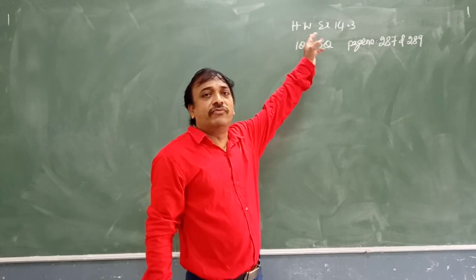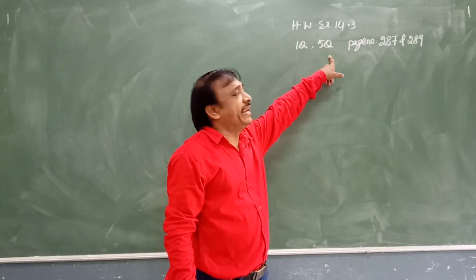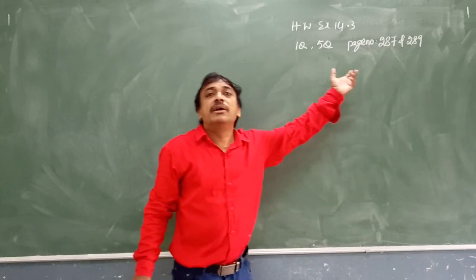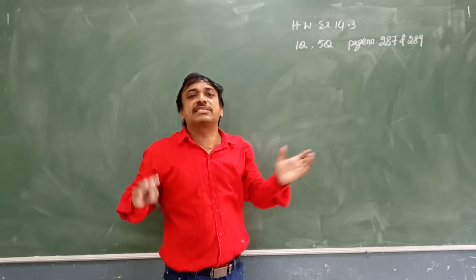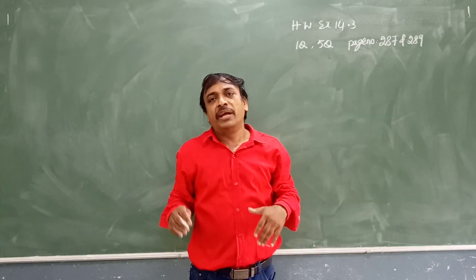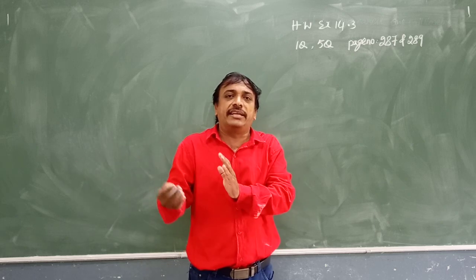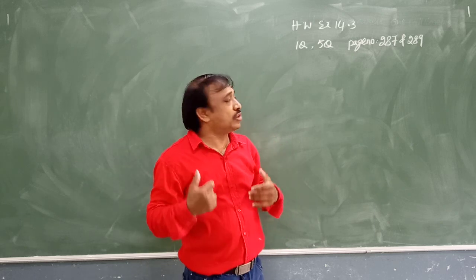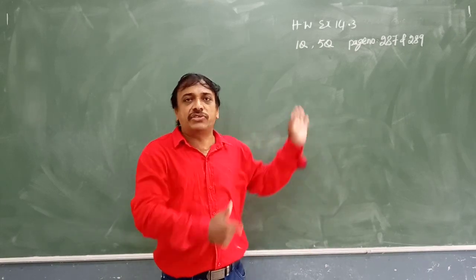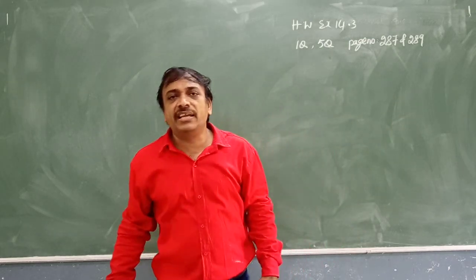Now here are homework questions from exercise 14.3, question number 1 and question number 5, page numbers 287 and 289. You have to find the median for group data. Continuous class intervals are there in the data, so no need to convert again. Continuous data is given directly, so you can start with class intervals, frequency, cumulative frequency, note down the necessary values, then substitute in the formula. I hope you understood how to calculate the median.